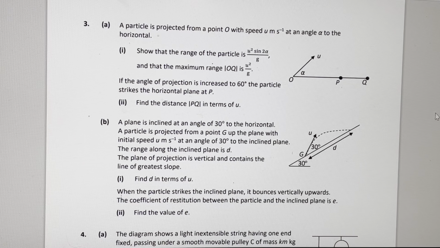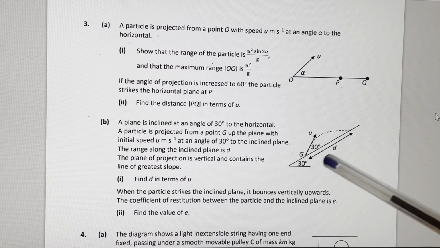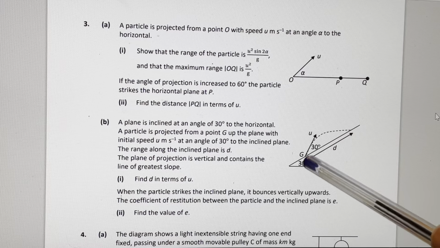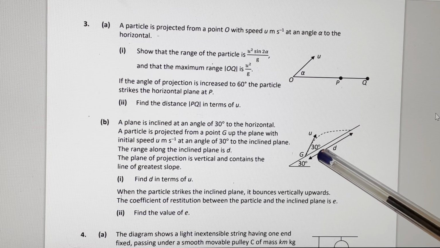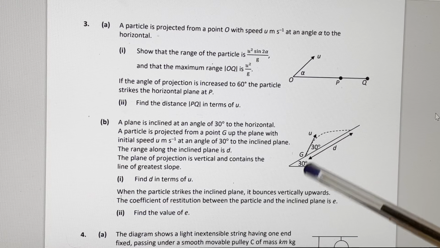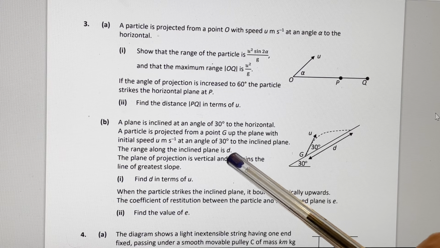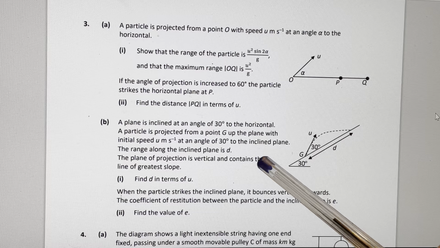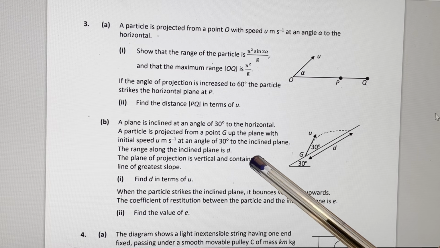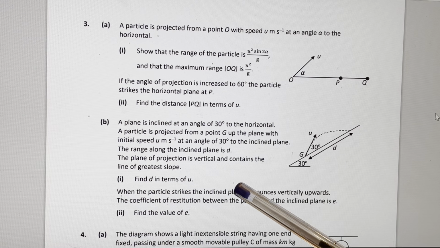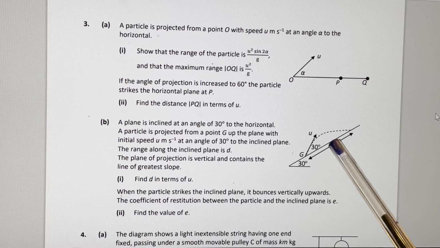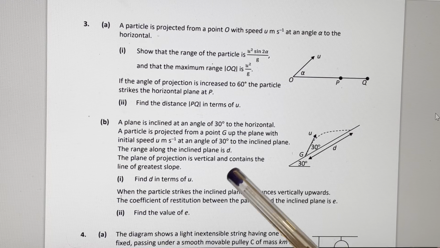Okay, so the projectiles part B, the inclined plane one, inclined at 30 degrees to the horizontal, also projected at 30 degrees as well. That kind of simplifies things in the equations because you don't have to worry which is which. Initial speed U at angle 30, range along the inclined plane is D. D in terms of U is fairly straightforward, just the range in terms of D.